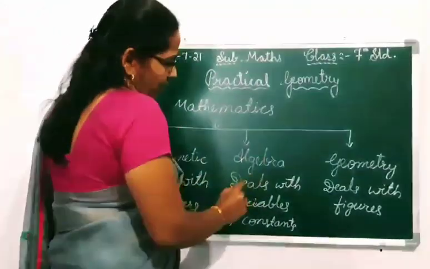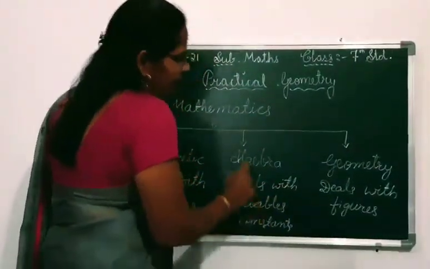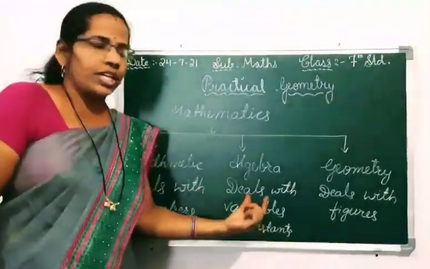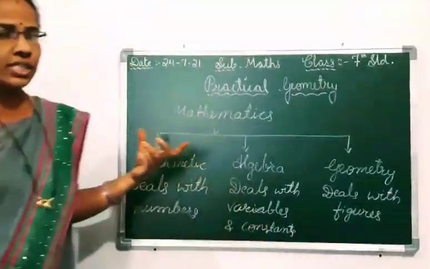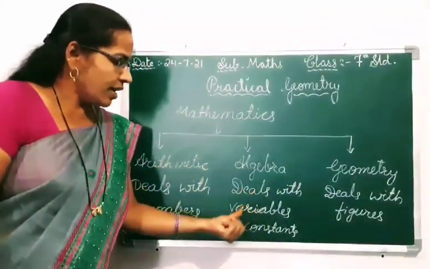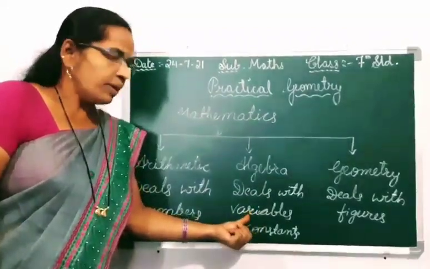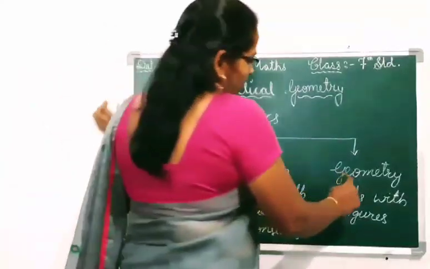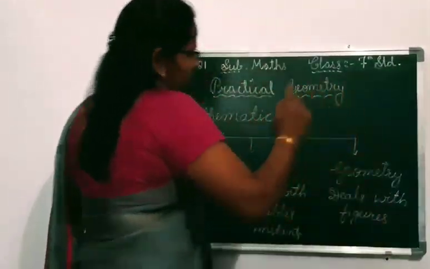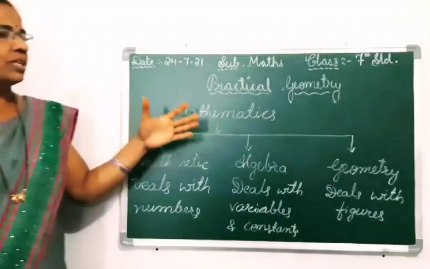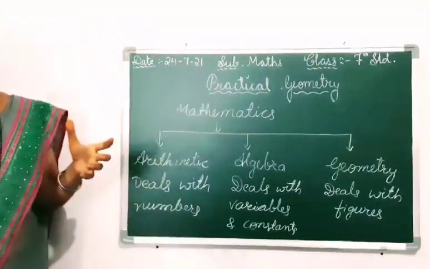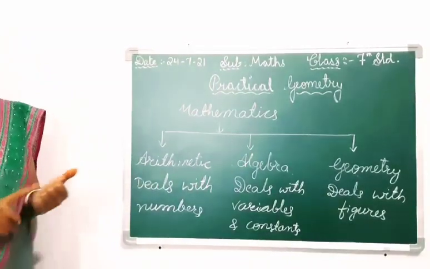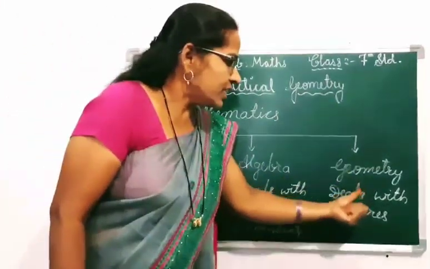Next, algebra. Algebra deals with variables and constants. Children, already you have learned the meaning of variables and constants in the previous classes. Variable means the letters A to Z that we use. Constant means numbers. Next, geometry. Geometry deals with figures. You know very well, geometry means the basic geometrical figures come to our mind: triangle, circle, square, rectangle, yes or no? That's why geometry deals with figures.